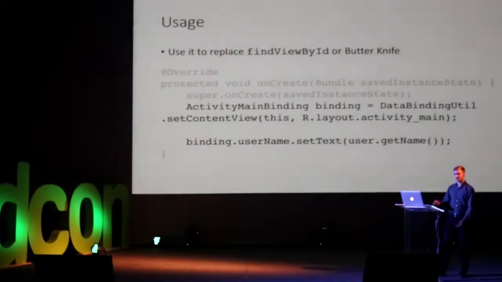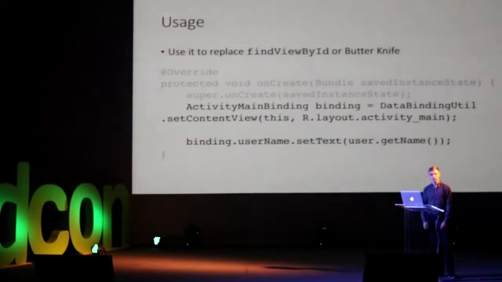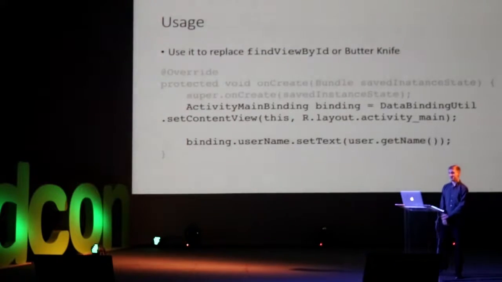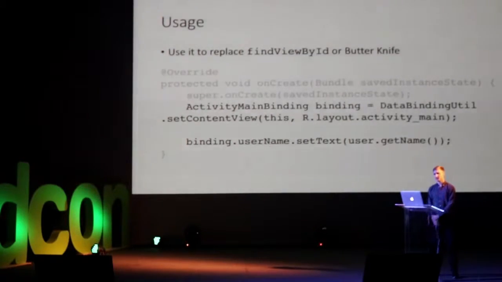So there are different ways to start using data binding in your projects. A way to get started is to replace findViewById or Butter Knife, as a lot of people wrote about. That's nice. Of course, you can do a lot more, but it's slightly less verbose than Butter Knife. It's definitely less verbose than findViewById, and you don't have all the casting. So it's perhaps a good way to introduce data binding to your project and get used to it.